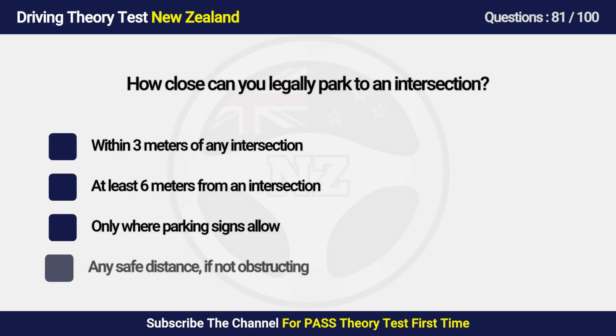Question 81. How close can you legally park to an intersection? A. Within 3 meters of any intersection. B. At least 6 meters from an intersection. C. Only where parking signs allow. D. Any safe distance if not obstructing.